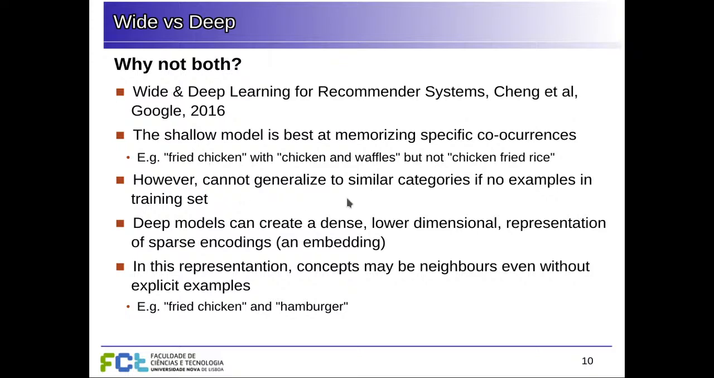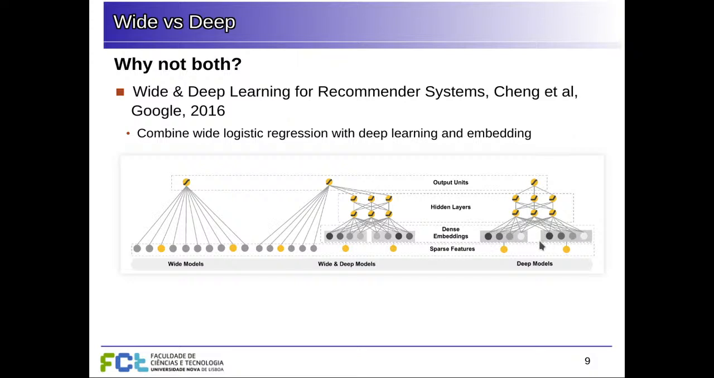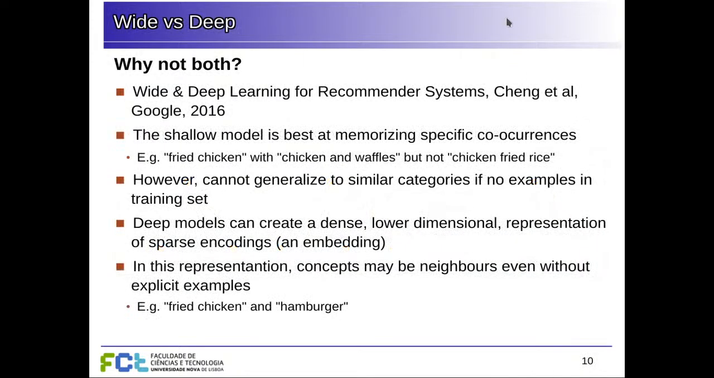But deep models work differently. When we have this very large vector of all possible purchases, the deep network will create more dense representations with fewer dimensions. In these vectors, which are called embeddings, we can find proximity between different items because they tend to occur in relation with other similar items. For example, in the embedding we could have fried chicken and hamburger close together, so they seem to be mostly the same thing, even if we do not have explicit pairs of those being bought together by the same person.